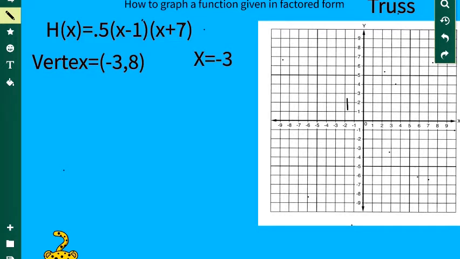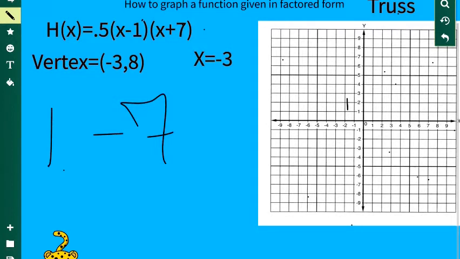You use the opposites of the signs. So that means the opposite of a negative equals a positive. So our first intercept is 1. The opposite of a positive equals a negative. So our second intercept is -7.